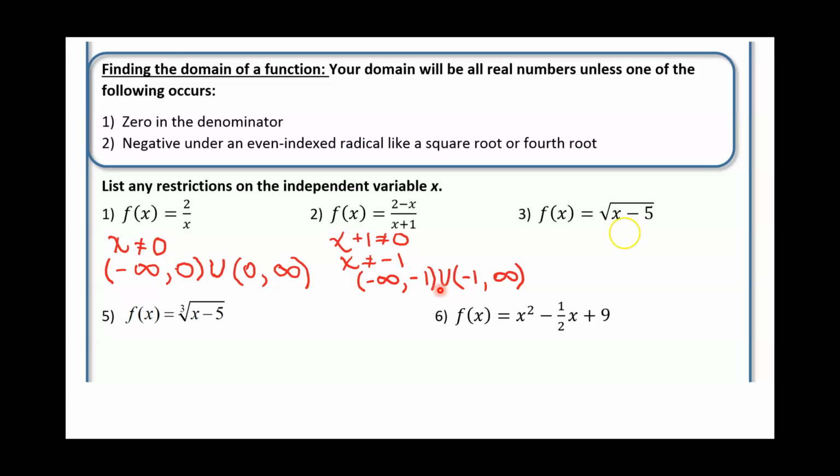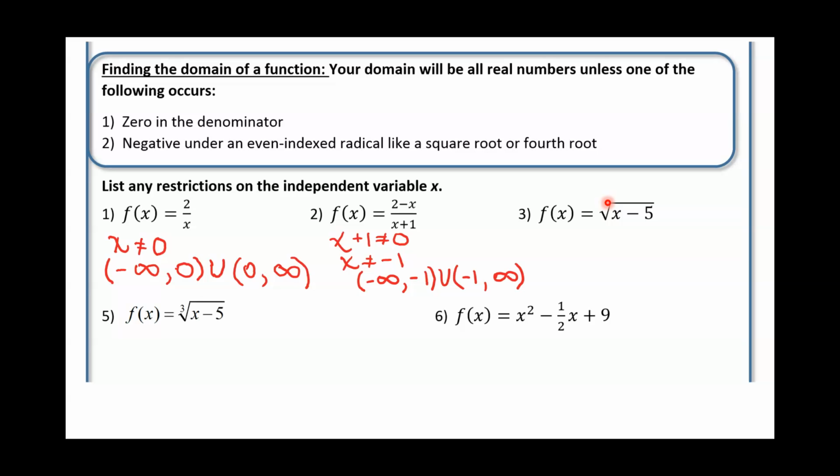So for the next one, do I have a fraction? No. Do I have an even indexed radical? Yes. When there's no number here, that's a square root, right? That's a 2. So that is a radical with an even index. So we've said that it cannot be what? It can't be negative. Okay, so what can it be? Well, it can be positive or it can be 0.